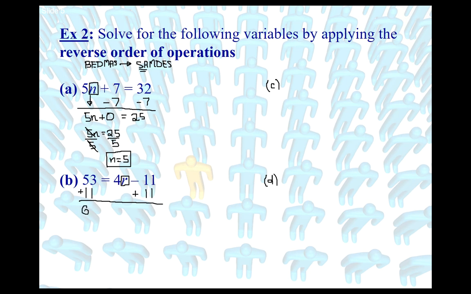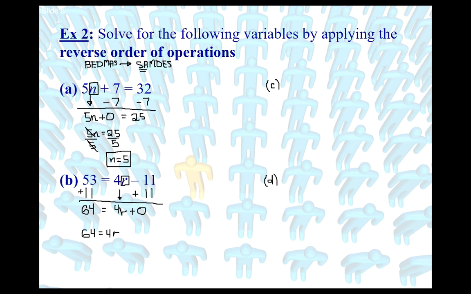53 plus 11 would be 64. Let's carry the 4r down. This would be 4r plus 0. Let's rewrite this out. We don't need to write down the 0. We can just write down 64 is equal to 4r.